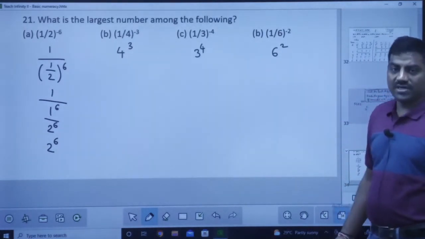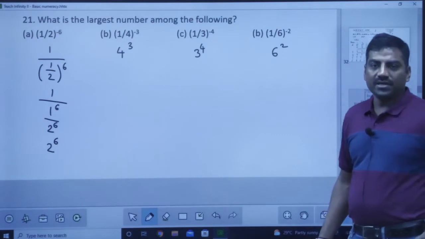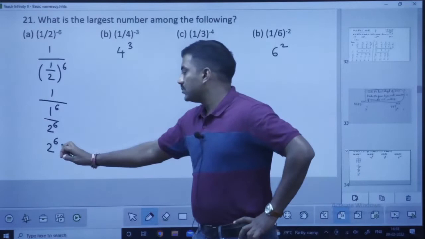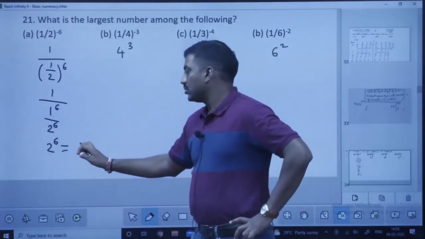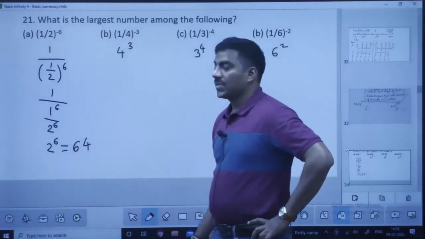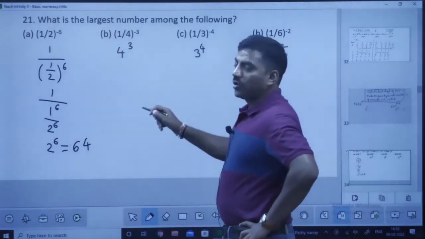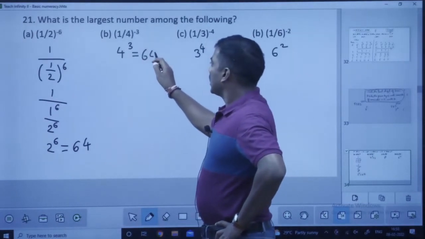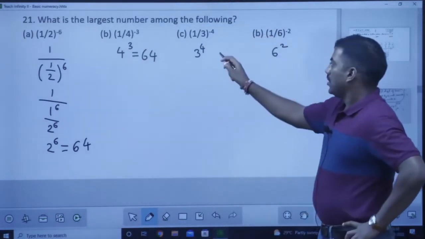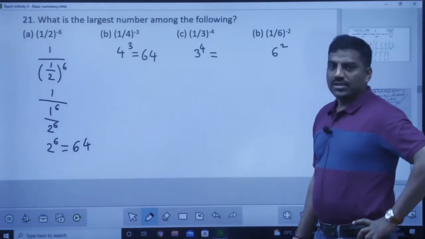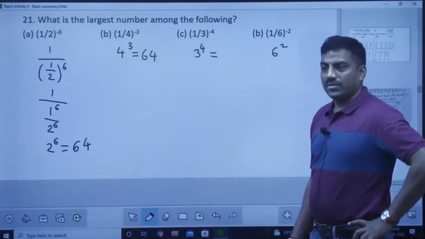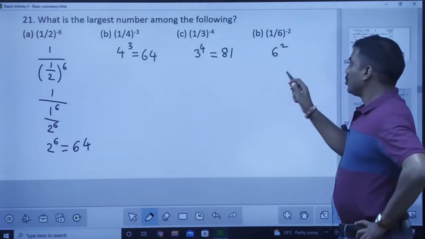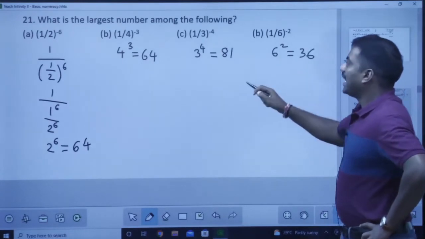Now tell me, which is the highest here? Largest number. 2 to the power of 6 is 64. Yes. 4 to the power of 3 is 64. 3 into 3 into 3, very good, one more 3, 81. 6 to the power of 2 is 36. So which is the highest?